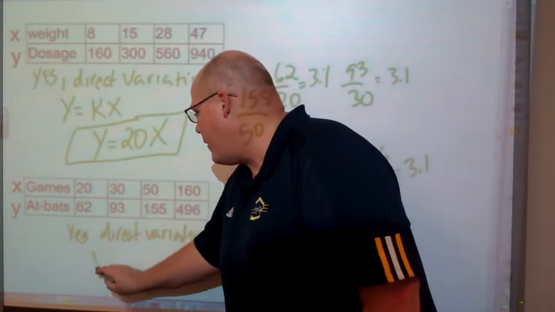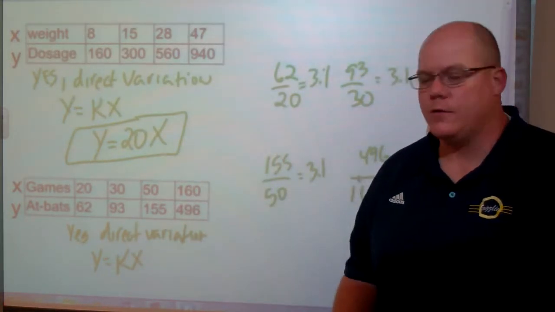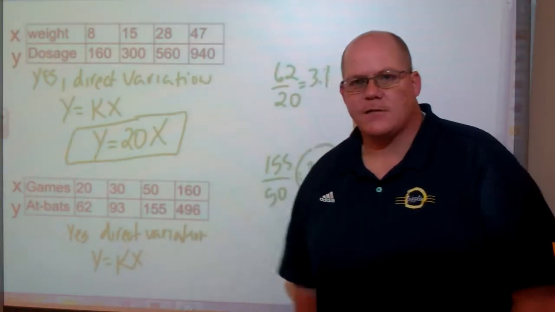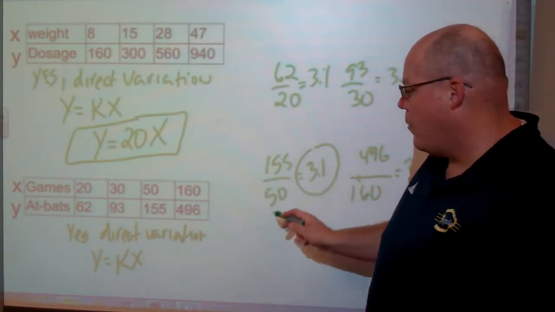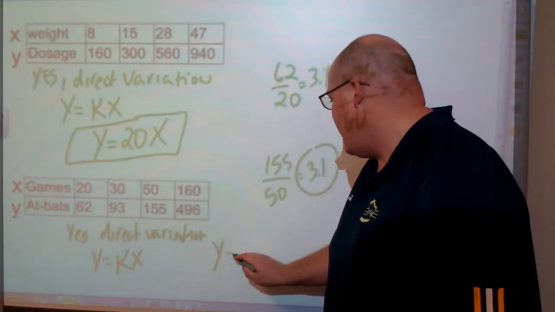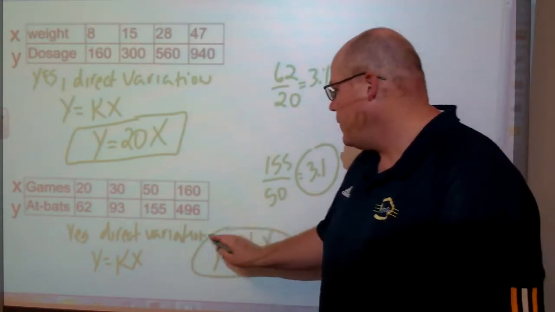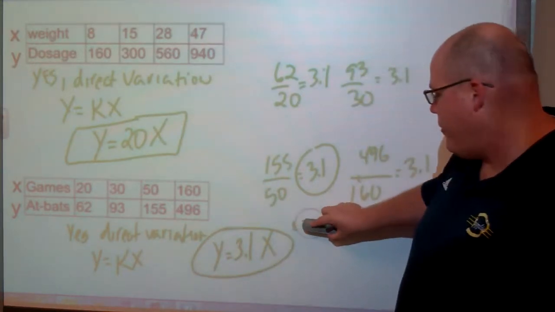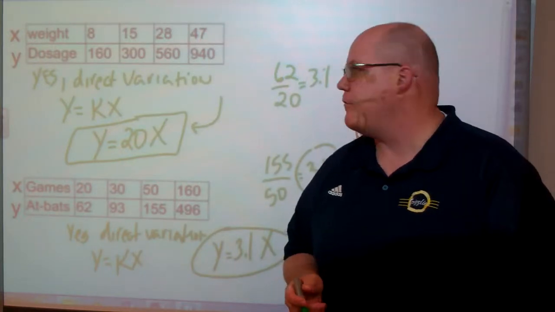Now I have to write my equation that represents the data in the table. Remember, we're using the format y equals kx. 3.1 represents which of these values, the y, the k, or the x? Again, it represents the k. So I'm going to replace my k with that 3.1, and it's going to be rewritten as y equals 3.1x. Now I'm going to use this equation here to show you how to make predictions for the future.